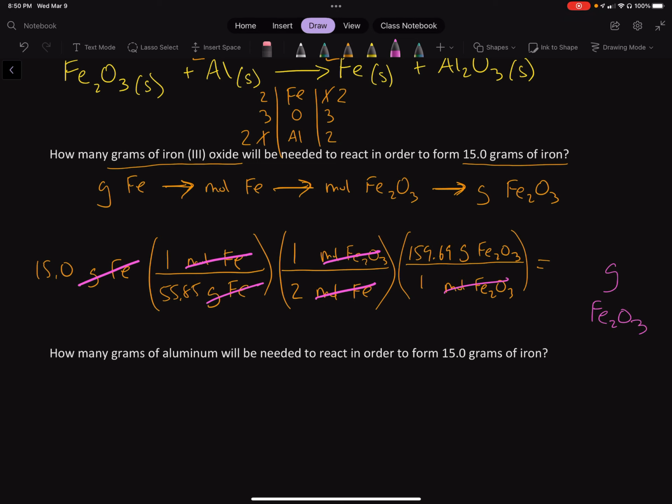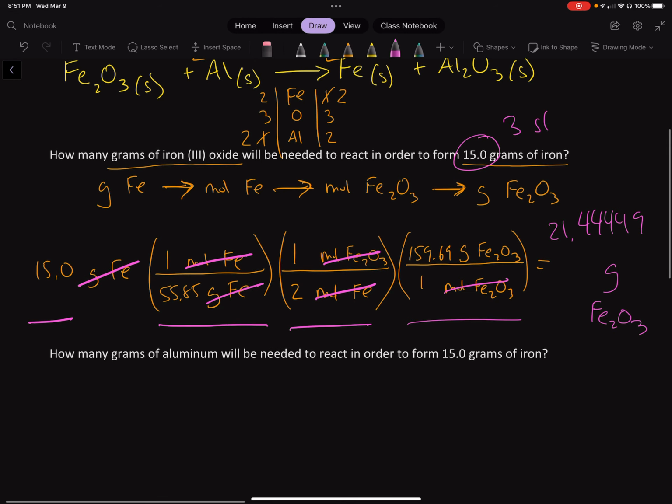So on your calculator, you're doing 15 divided by 55.85 divided by 2 multiplied by 159.69. And my calculator told me 21.44449, and rounding, sig figs. Okay, I'm going to consider sig figs just as a good review. So 15.0, that has 3 sig figs. So we want to round that 21.44449 down to just 3 sig figs.